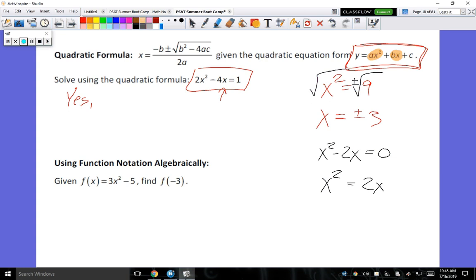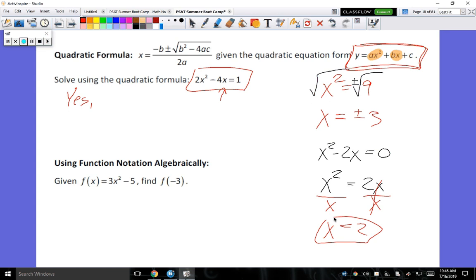What would people probably do here, making a mistake? They would try to get this x alone, and this would reduce, and this would cancel, and this is the only answer that they would have. And they just missed half of their answers, okay?